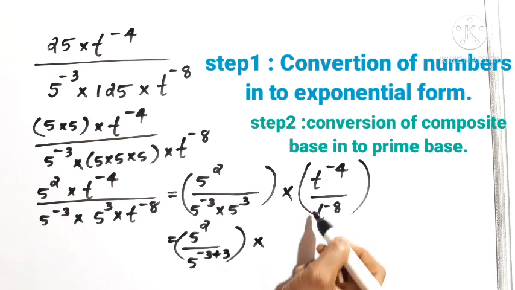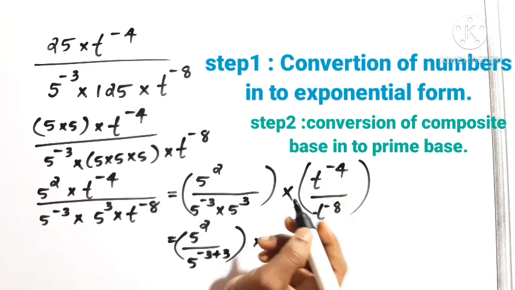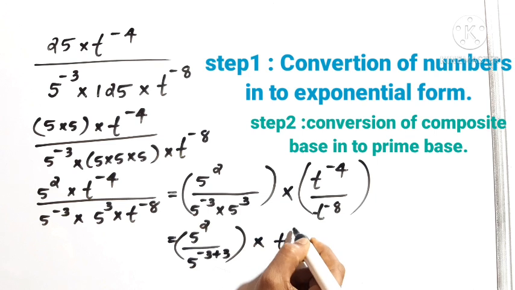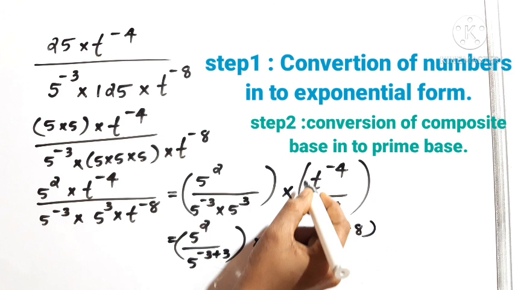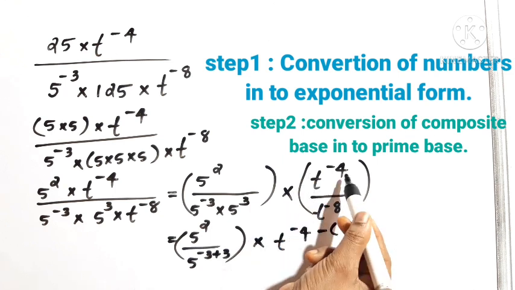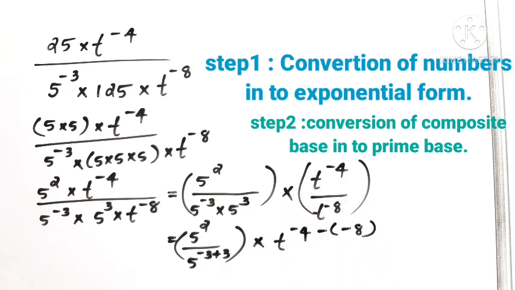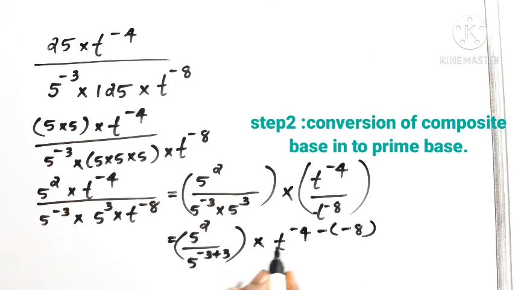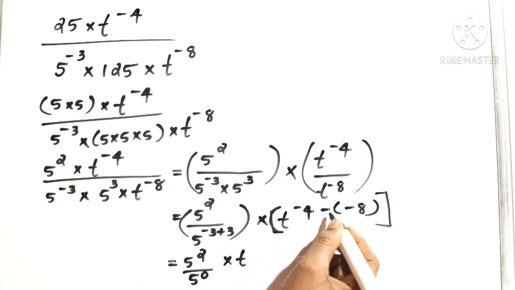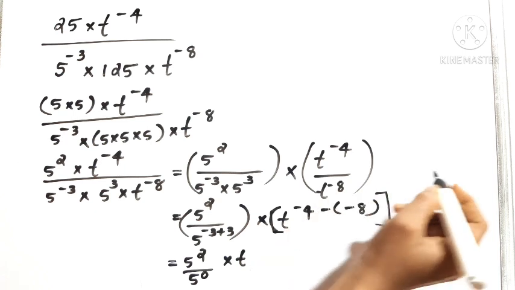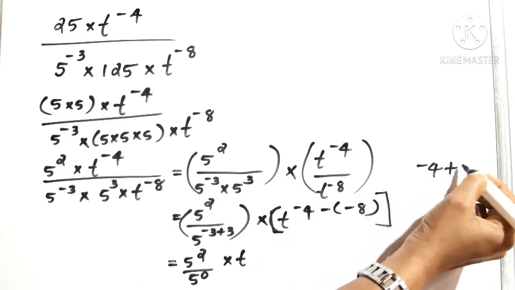A^m by a^n form, no? Bases are equal, right? So t^(-4-(-8)). Here a is t, m is minus 4, n is minus 8. Is it clear, children? Also equals 5^2 divided by 5^(-3+3), which is 5^0, right? Into t^(-4-(-8)). Minus 4, how much, children? Minus 4 plus 8, no?